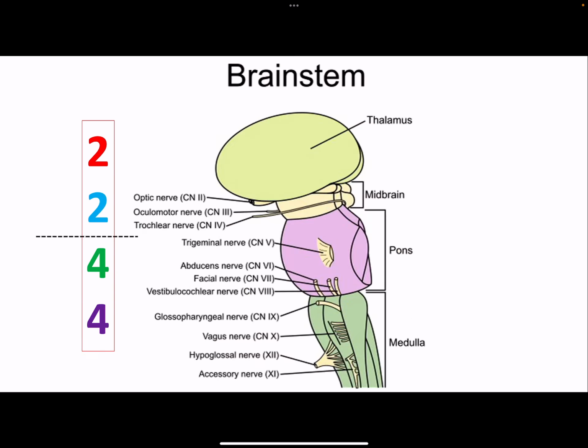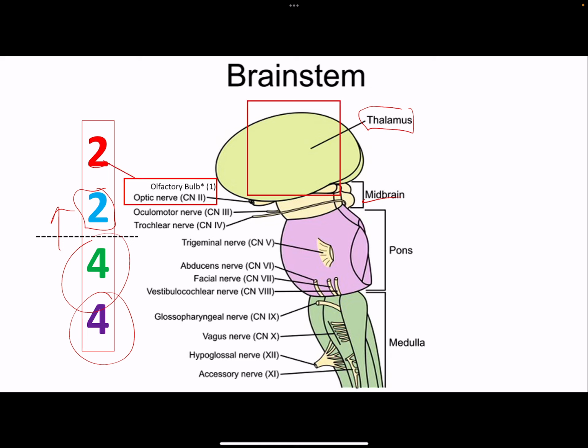A better way to organize them, though, is the rule of fours. So the rule of fours says there's going to be 4 cranial nerves in the medulla, 4 in the pons, and 4 above the pons, right? We have to be very specific with the language there, because that means there's actually 2 in the midbrain, and then there's also going to be 2 not really in the thalamus, but coming off of the thalamus and in the limbic system and whatnot. So the olfactory bulb goes to the limbic system. The optic nerve goes right into the thalamus and the lateral geniculate nucleus.